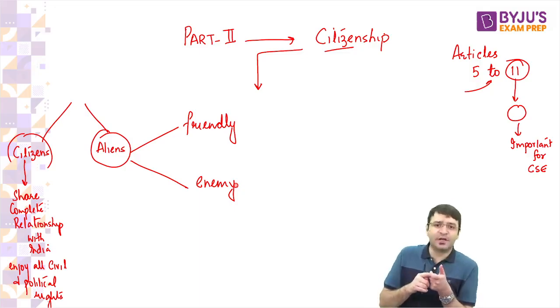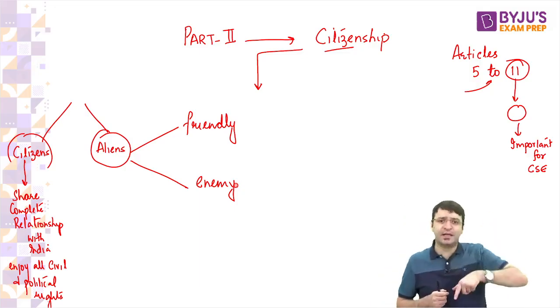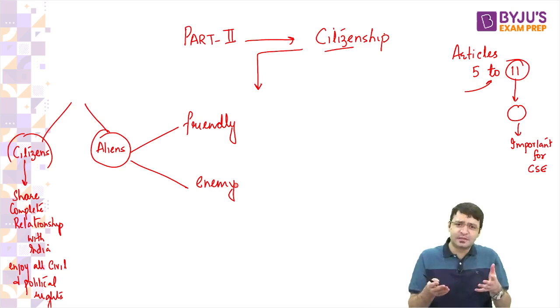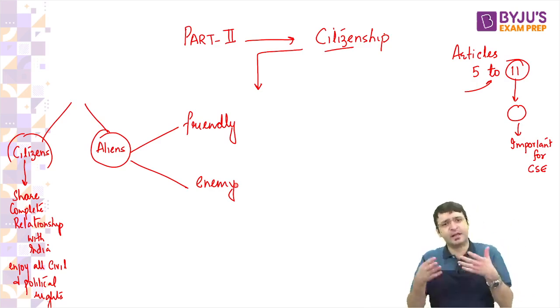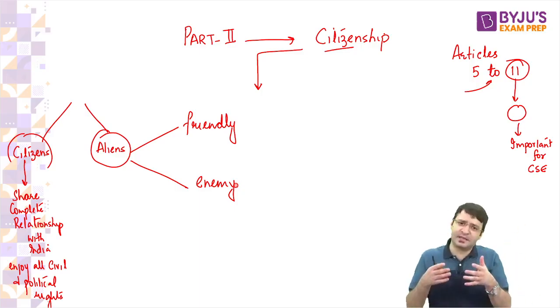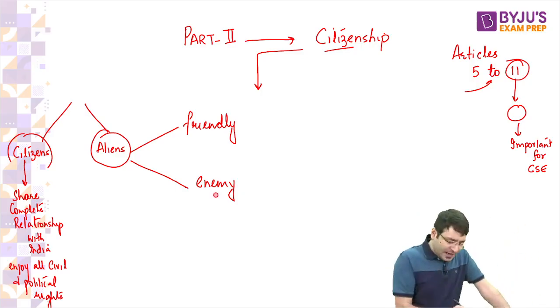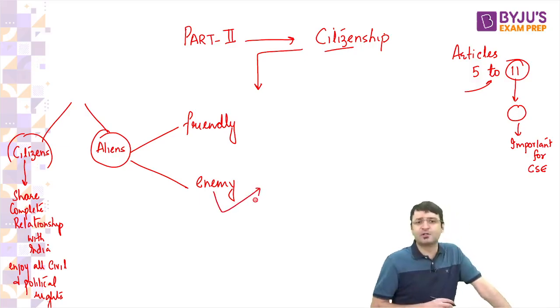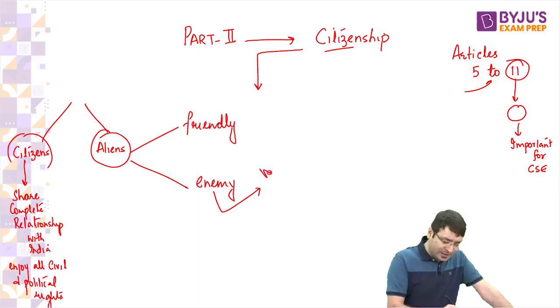Who are these friendly aliens? Citizens of those countries which share a good relationship with India, which share cordial relations with India. For example, US citizens in India, they are friendly aliens. Canadian citizens in India, they are friendly aliens. German citizens in India, they are friendly aliens. Enemy aliens are the citizens of those countries with which India is at war.